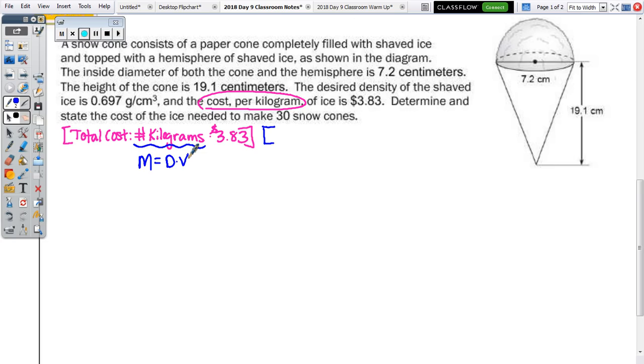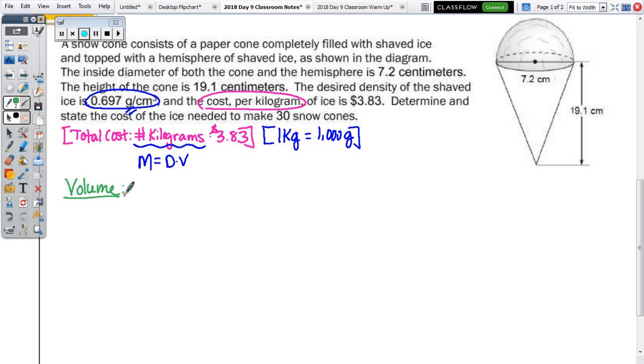And they give us the density of 0.697 grams per cubic centimeter, but they tell us the density in terms of grams. So we're going to have to convert the grams to kilograms. So let's note that 1 kilogram is equal to 1,000 grams. So let's find the volume of the snow cone. Okay, we've got density, we need volume. So the volume of the snow cone is going to be the cone plus the hemisphere.